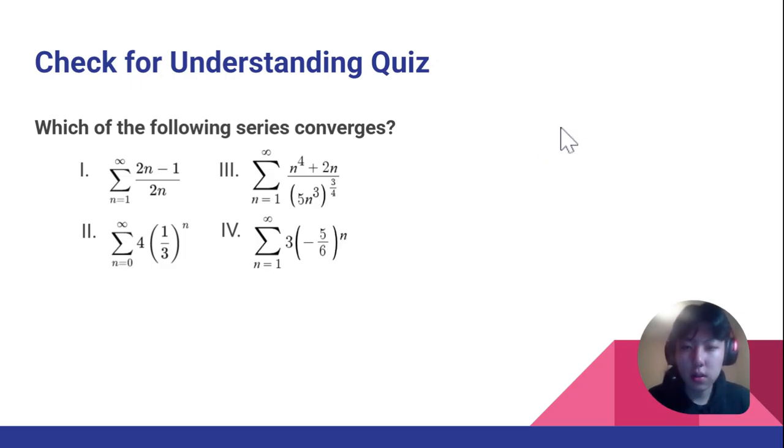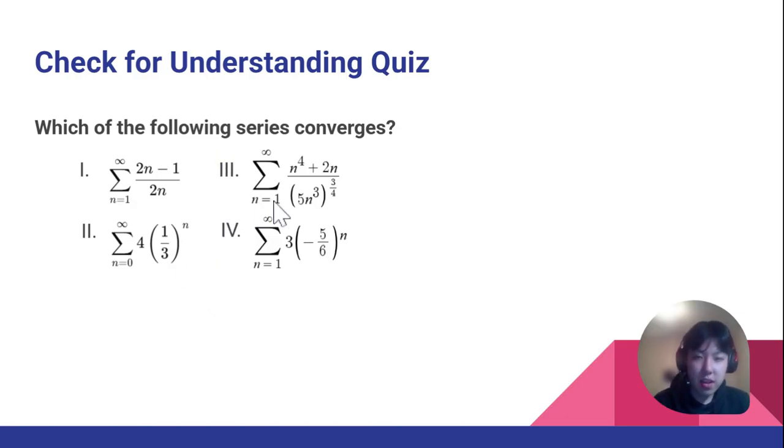All right, so looking at each individual series, the first series is 2n minus 1 over 2n. Just taking the limit as n approaches infinity, as n gets extremely large, the minus 1 is not going to matter. So you're just going to have 2 over 2, which is just 1. And because 1 does not equal 0, the series is going to diverge. All right, number 2 is a geometric series. r is 1/3, which is less than 1. So therefore, this series is going to converge.